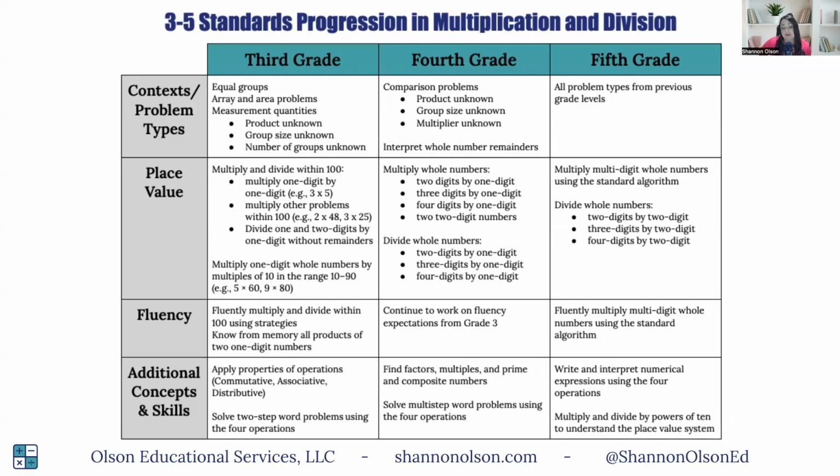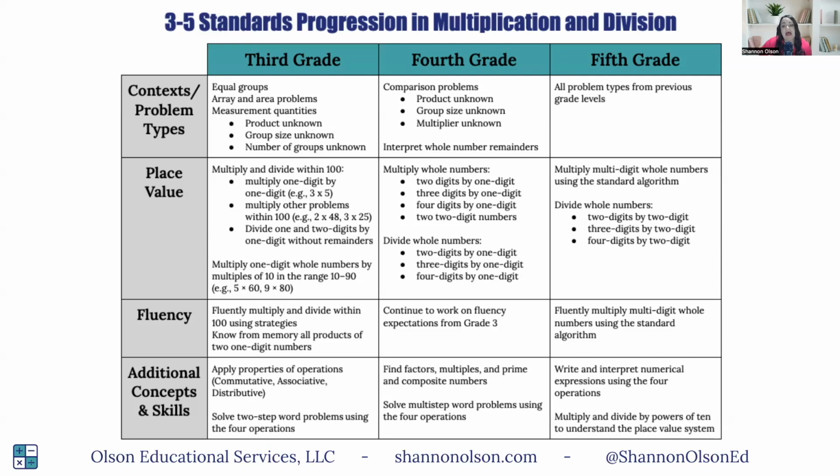Students also begin to multiply 1-digit whole numbers by multiples of 10. So 5 times 60, 9 times 80. As we move into fourth grade, the real focus of fourth grade is multi-digit whole numbers. So you can see that they are expected to now do a 2-digit by 1 digit, 3-digit by 1 digit, 4 by 1, and 2 by 2. Sometimes I have seen curriculum jump really straight into those 3 and 4-digit by 1 digit numbers. I highly recommend starting with the 2-digit by 1 digits first, especially as you look at where students are coming from in third grade.